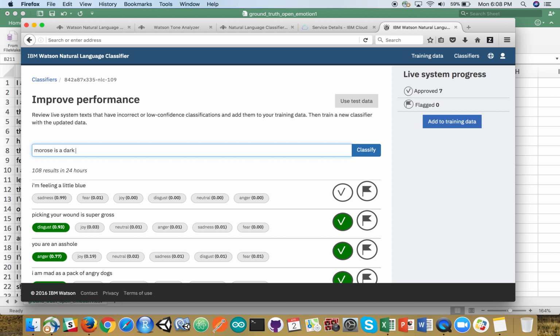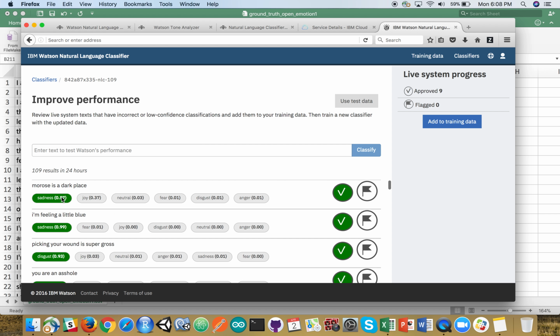This one I don't think was in the ground truth. Let's see how it does here. So it did all right there. Lower confidence, as you can see, at 57%, but it realized morose and darkness were in line with its training for sadness. So we've done all right.